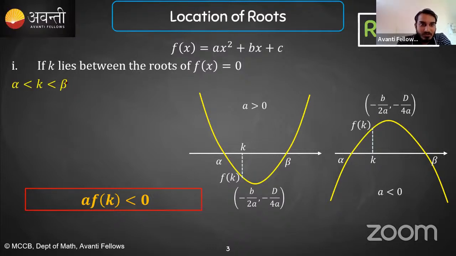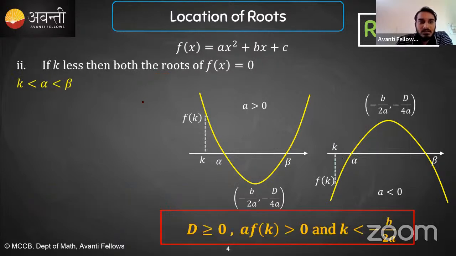First, we saw the case where k lies between the two roots. The condition for that is a into f of k less than 0. Yes or no? Condition for that is a into f of k less than 0.